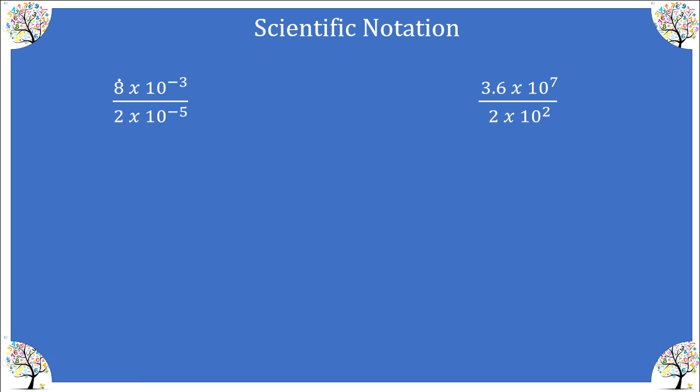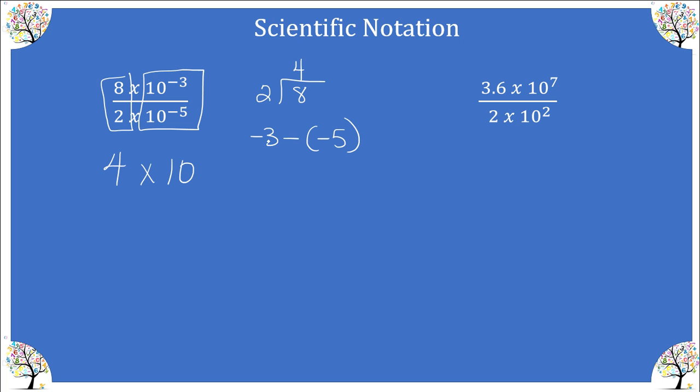Now we're going to divide. So this time we are going to divide our coefficients and then use the product rule and subtract our exponents. So 8 divided by 2. 2 divided into 8 goes 4 times. So our coefficient is 4 times 10. We're subtracting negative 3 minus, be really careful here, negative 5. Negative 3 minus negative 5. So we do keep change anytime we're subtracting, not when you're adding, just subtraction. So keep change gives me positive 2. 4 is between 1 and 10, so I'm good to go.